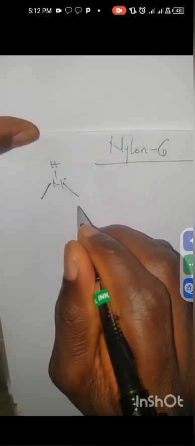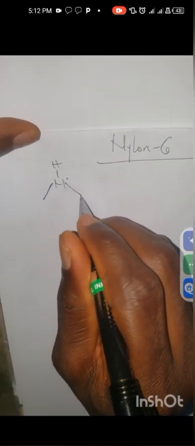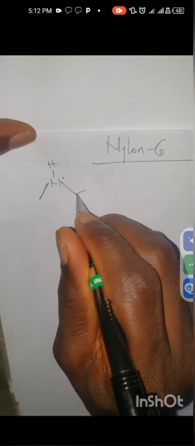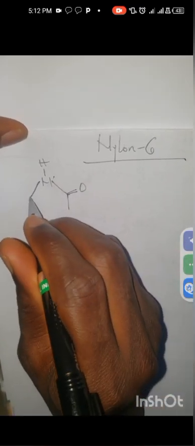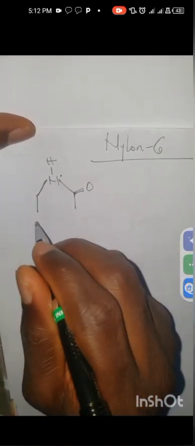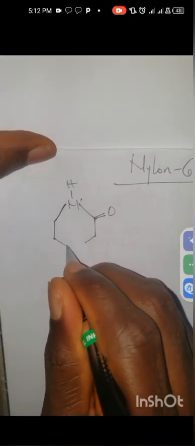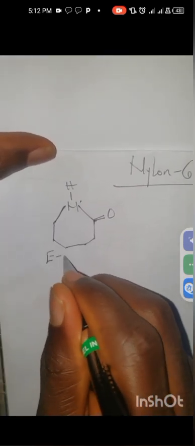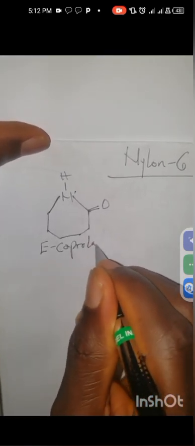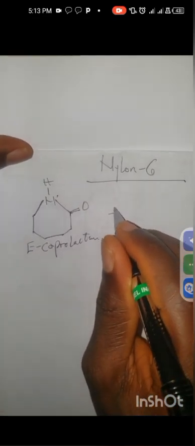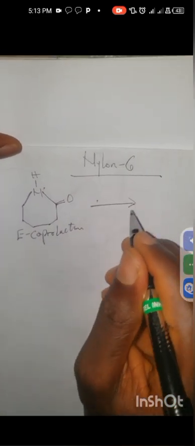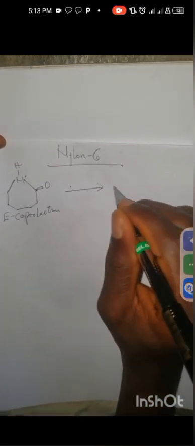So you make sure that this ring is 7. There's a double bond O here, which is a carbonyl functional group. 1, 2, 3, 4, 5, 6, 7. This is what we call caprolactam. Plus water, this caprolactam is going to break down into a straight chain. Just say H2N and then start counting 1, 2, 3, 4, 5, 6, 7.